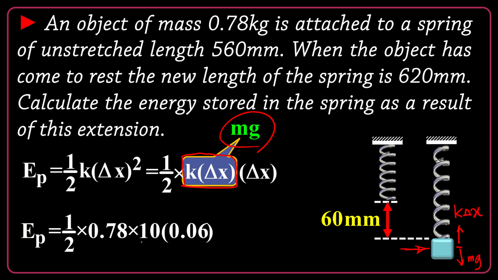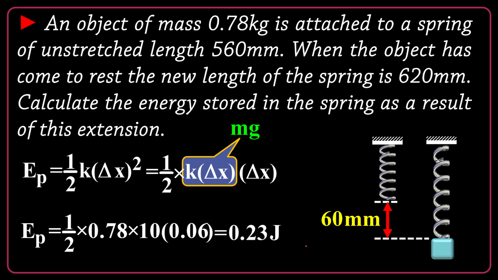Of course, here I have taken the g to be 10. This is the mass, this is the g, and here I have the extension in meter. I've converted to SI units. So the answer is 0.23 joules. This is the elastic potential energy stored in the spring due to this extension.